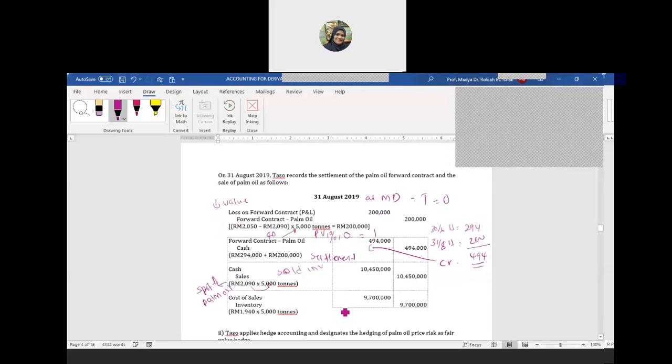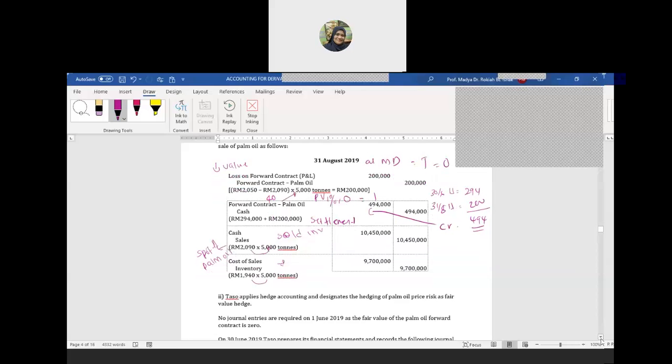And then your COGS that you have here is 9.7. The 9.7 here comes from the statement given at the beginning: assume that Tasso has 5,000 tons of palm oil inventory carried at 1950. 1950 times 5,000. So once you sell your inventory, you need to debit your COGS and then credit your inventory. Okay, so this is what you have here.